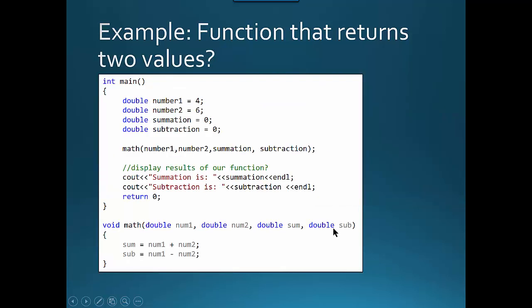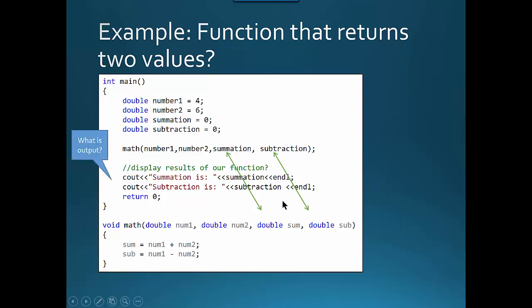Now let's say we wanted to return two values. The question could be, well, we can only do one return from math, but what if we made the math void and instead we just passed in two empty variables, summation and subtraction in this case, and then we just assign the values in sum and sub, and then we would return our multiple values through the parameters. Would summation and subtraction be modified when we change sum and sub in the function? If we change a parameter, does it change the original argument that's passed in?